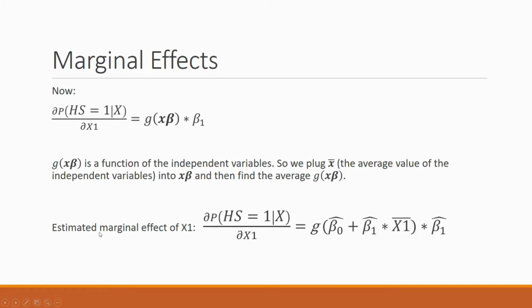So we estimate the marginal effects of x1 using this. Basically, we take our estimated beta 0 hat plus beta 1 hat times the average value of x1. We plug that into this g function and then multiply it by beta 1 hat. And this whole expression will be our marginal effect. This whole expression will be the change in the probability that the dependent variable equals 1 given a 1 unit change in x1.